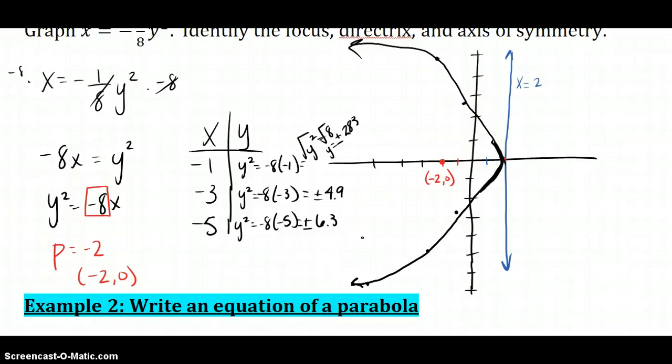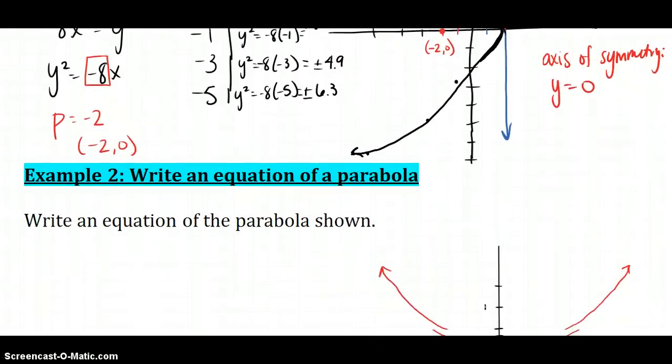So the only thing we haven't labeled, that's a really sad graph, is the axis of symmetry. So our axis of symmetry is where can we fold it in half? Well, it's this line right here, so it's the x-axis. So our axis of symmetry would be at y equals 0. That's the x-axis. So we've labeled all of our points.